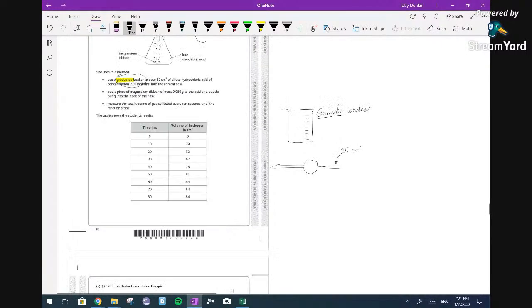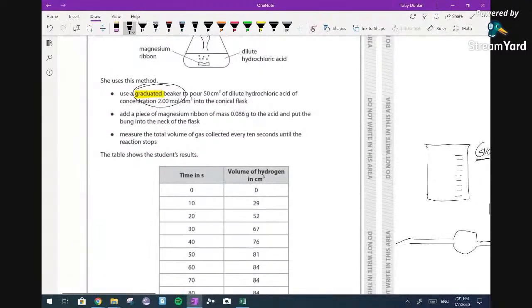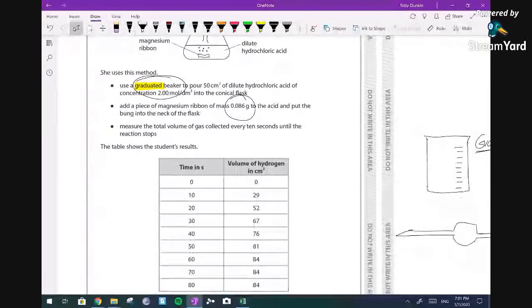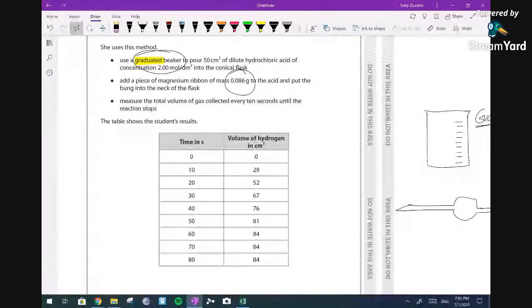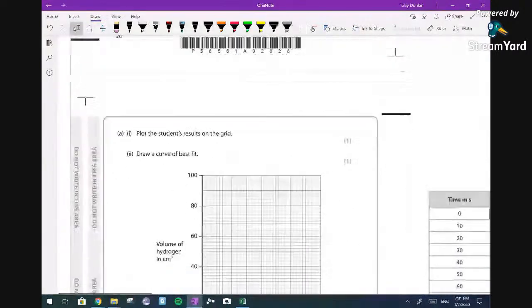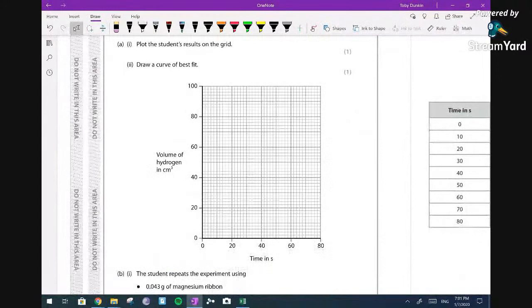She adds the piece of magnesium ribbon, 0.086 grams, to the acid and puts the bung in the neck. She measures the volume of gas collected every 10 minutes until the reaction stops. The table shows the student's results. Okay, so plot the student's results on the grid, 1 mark, then draw a line of best fit.